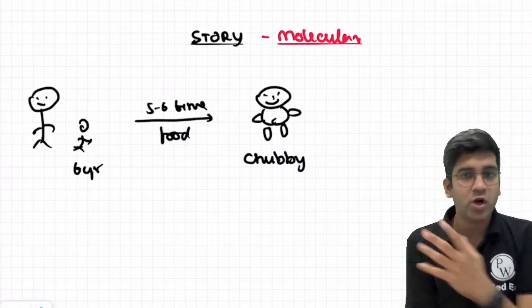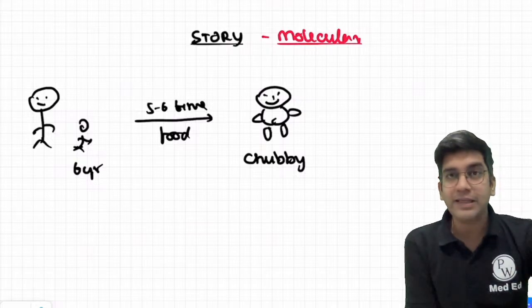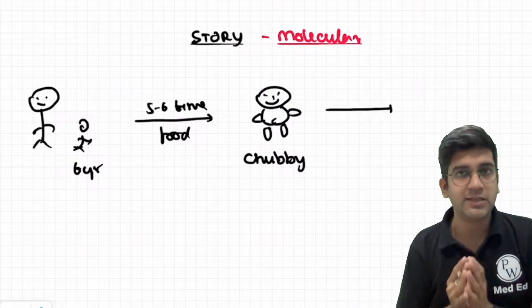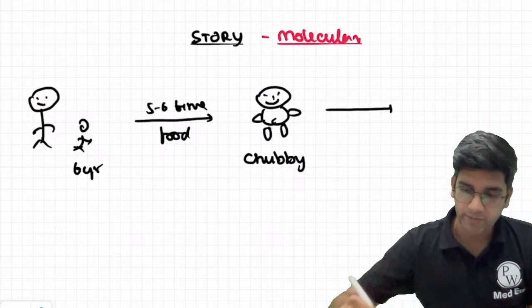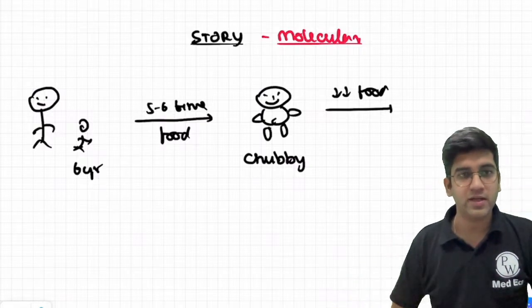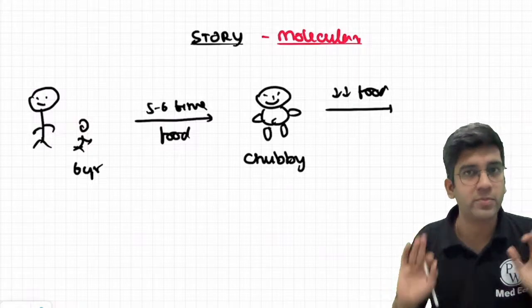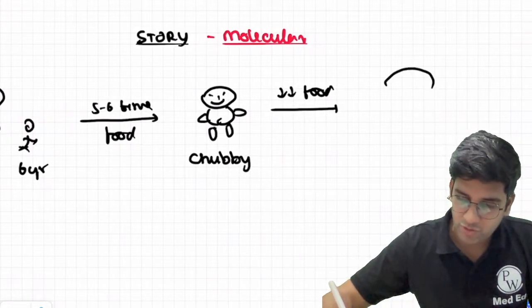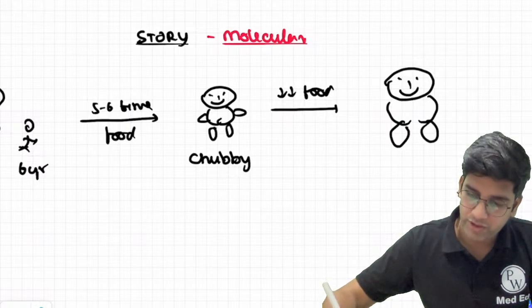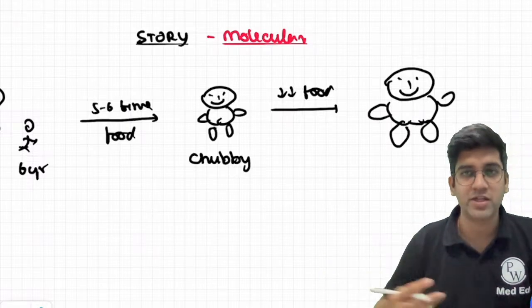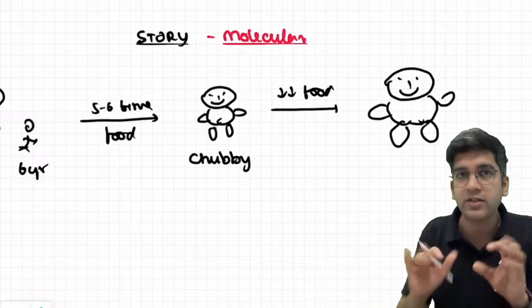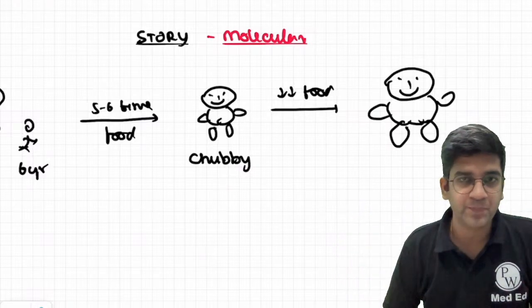So this mom thought, okay, the kid is chubby, let me reduce the food intake, right? We will relate all the 8 classical molecular hallmarks of malignancy with the story. The mom reduced the food intake. She said, okay, you eat only 3 times a day. I don't want you to be chubby, or I don't want you to be fat. So the kid was eating 3 times a day, but was becoming more chubby, right? The food intake reduction was not doing anything to the kid. The kid was becoming more chubby.